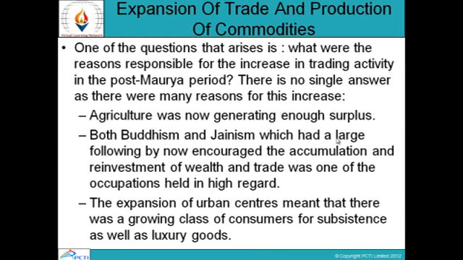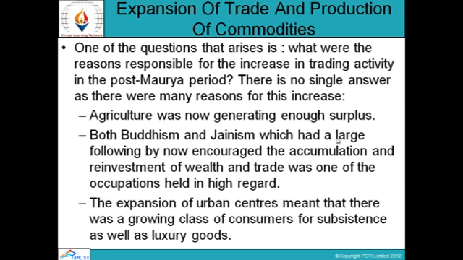Expansion of trade and production of commodities. One of the questions that arises is, what were the reasons responsible for the increase in trading activity in the post-Maurya period? There is no single answer as there are many reasons for this increase. Agriculture was now generating enough surplus. It was giving enough harvest or produce.